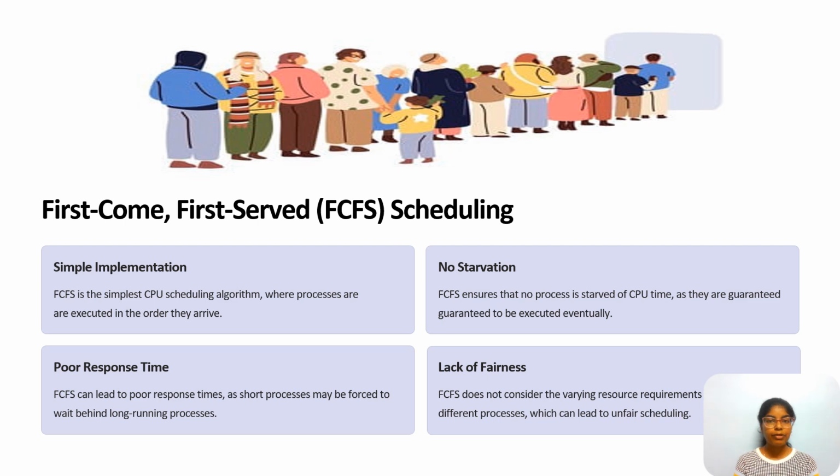There are three types of scheduling algorithm in process scheduling. Let us know one by one. First one is first come first serve, FCFS scheduling. Simple implementation: FCFS is a CPU scheduling algorithm where processes are executed in the order they arrive. No starvation: FCFS ensures that no process is starved of CPU time as they are guaranteed to be executed eventually.